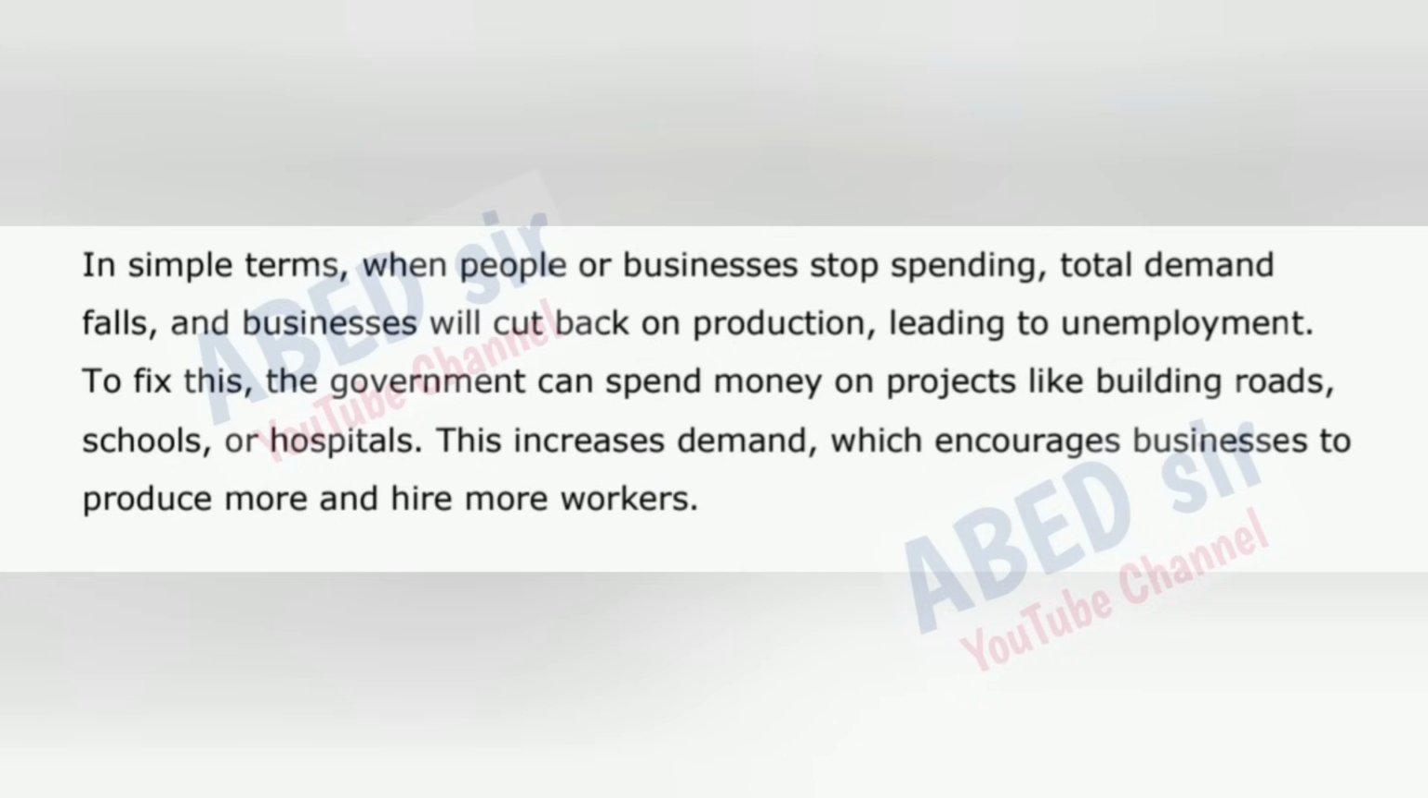In simple terms, when people or businesses stop spending, total demand falls, and businesses will cut back on production, leading to unemployment. To fix this, the government can spend money on projects like building roads, schools, or hospitals. This increases demand, which encourages businesses to produce more and hire more workers.